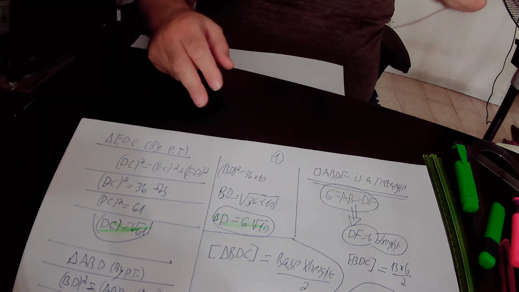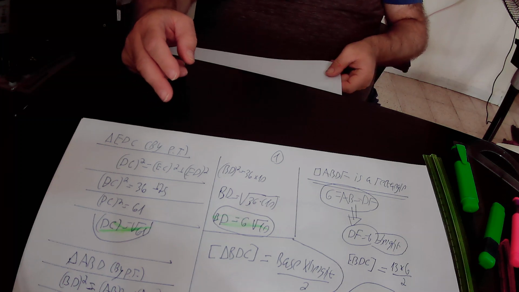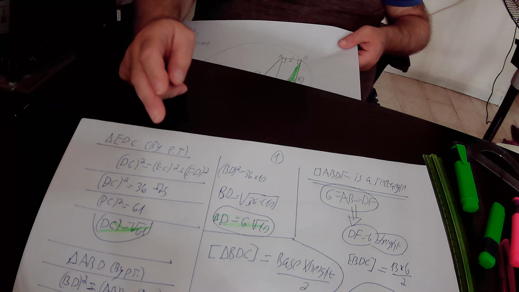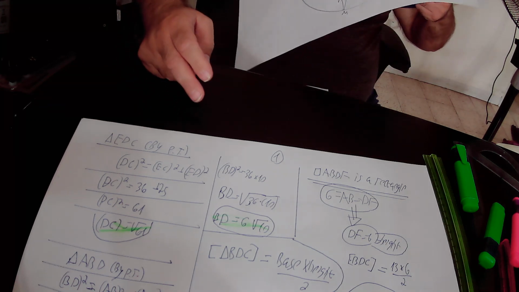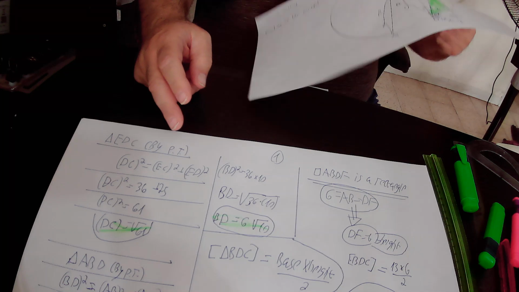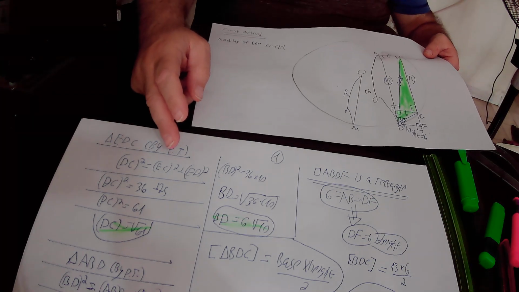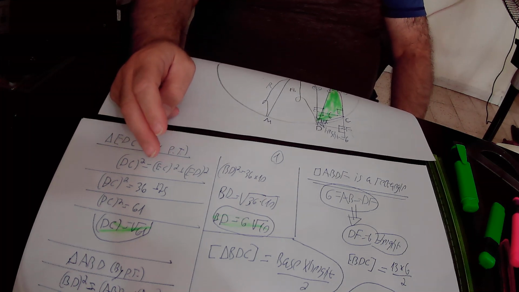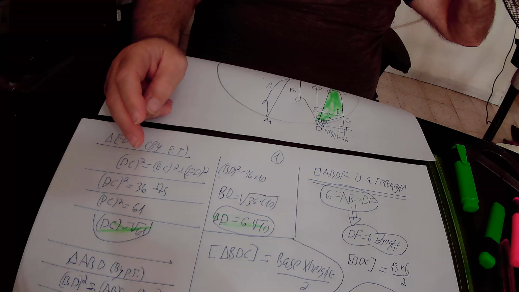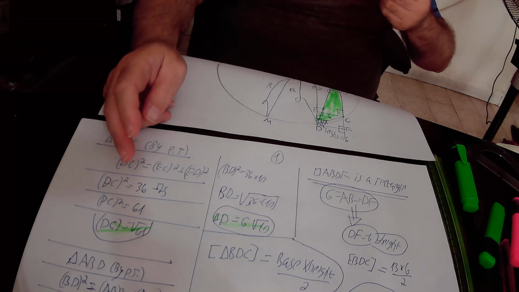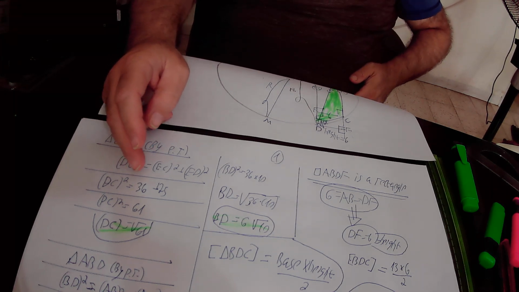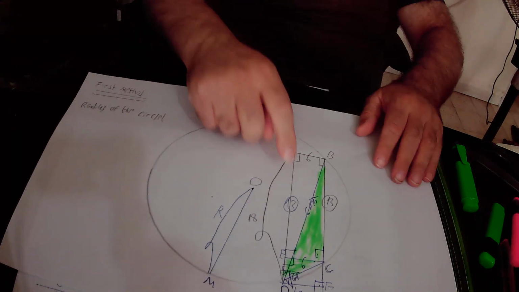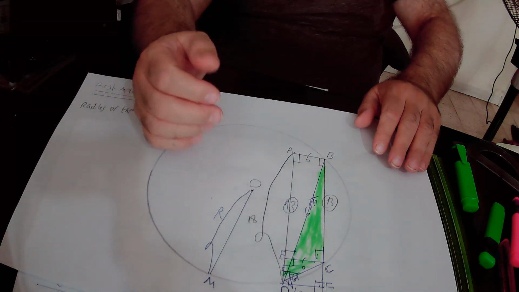Okay, so DC square, that is the square of the hypotenuse, equals EC square. EC equals 6 units, therefore EC square is 6 squared, that is 36, plus ED square. ED equals 5 units, therefore ED square equals 5 squared, that is 25. So DC square equals 36 plus 25, that is 61. We took a root out of this equation and found that DC equals the square root of 61 units. So this hypotenuse DC is equal to the square root of 61 units.